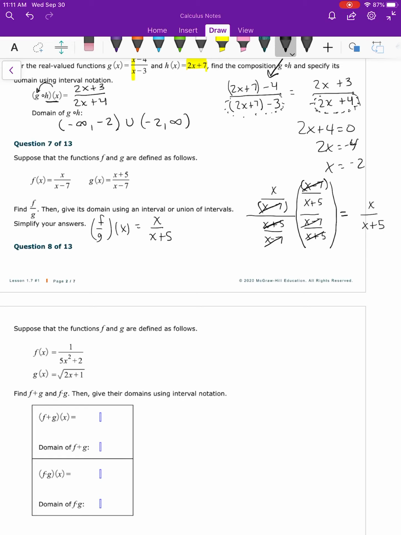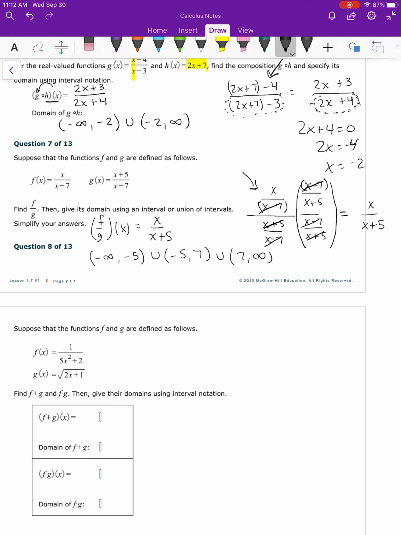But since it was created by taking 1 divided by the other, x cannot be 7, because look, if x were 7, it would cause problems here. So x cannot be 7. It also cannot be negative 5. So your domain is negative infinity to negative 5, union negative 5 to 7, union 7 to infinity.